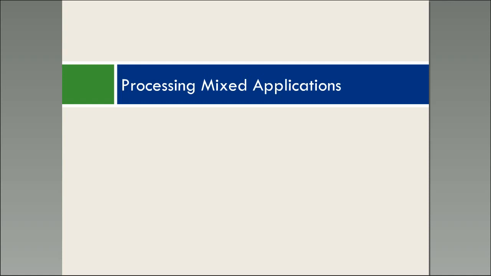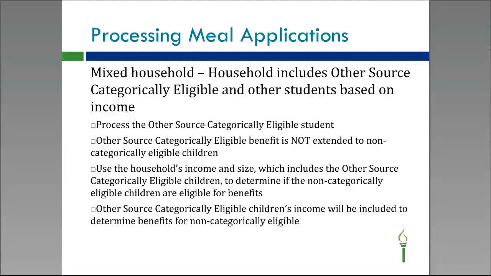Some applications will have someone who is marked as foster or homeless and other students who will qualify based on income. The USDA refers to those as mixed applications. For a mixed application, you will process the student who is marked as other source categorically eligible individually. If they're marked as foster, you will automatically approve them as free. If they are marked as homeless, you will follow up with your homeless liaison to confirm that they are homeless and then certify them as free. And then you'll process the other students based on their income, but you will also include that foster or homeless child as a household member.